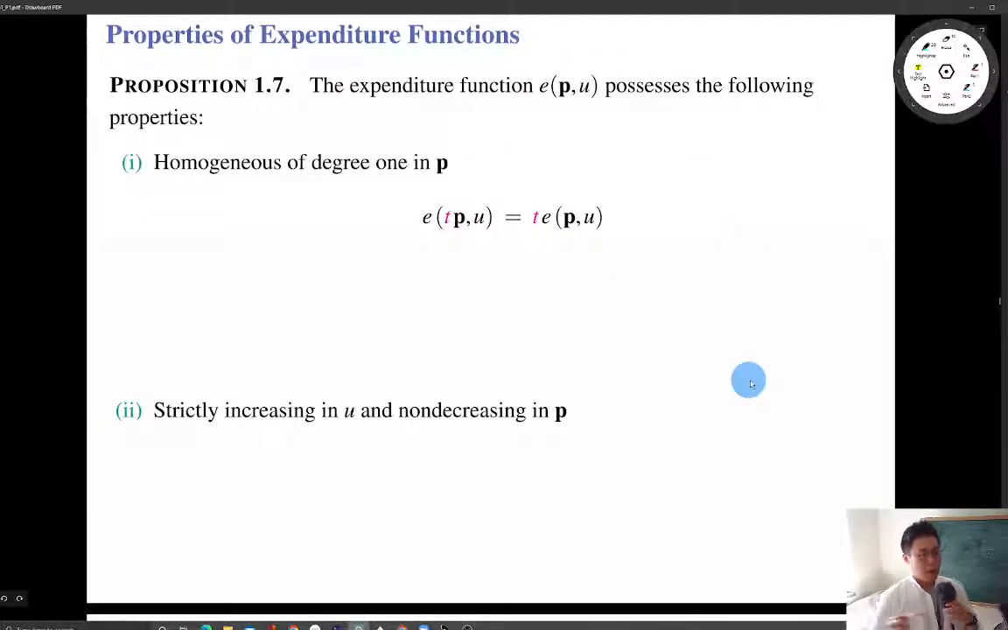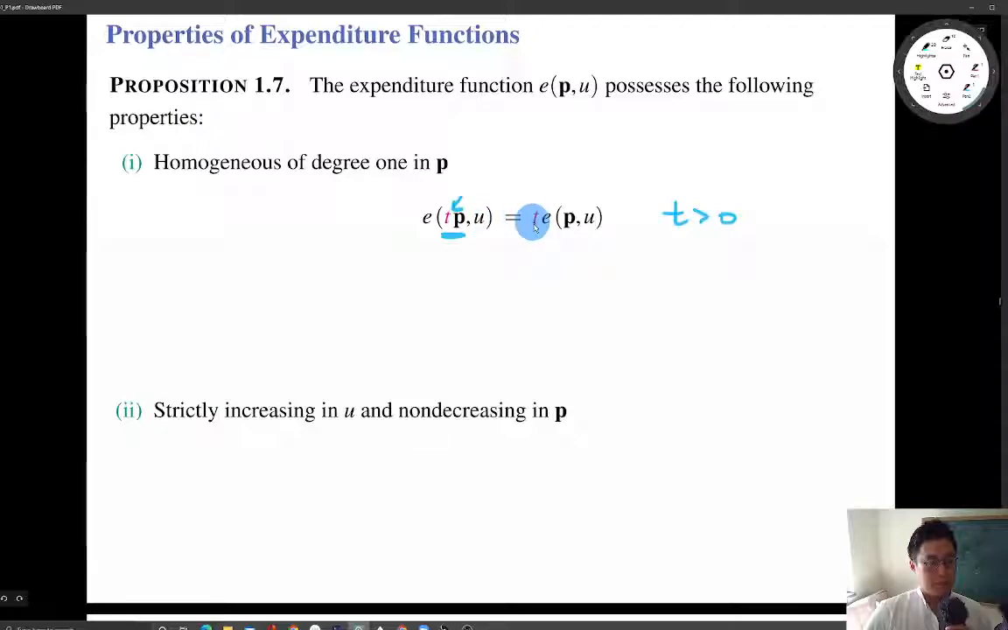All right, so I'm going to talk about some properties of this function, and it turns out that the function e possesses the following properties. First, it is homogeneous of degree 1 in the price vector. The reason is, think about E and P. Homogeneous of degree 1 in P means that if we scale up the price vector by T, where T is a positive constant, then we can pull out this T and put it in front like this.